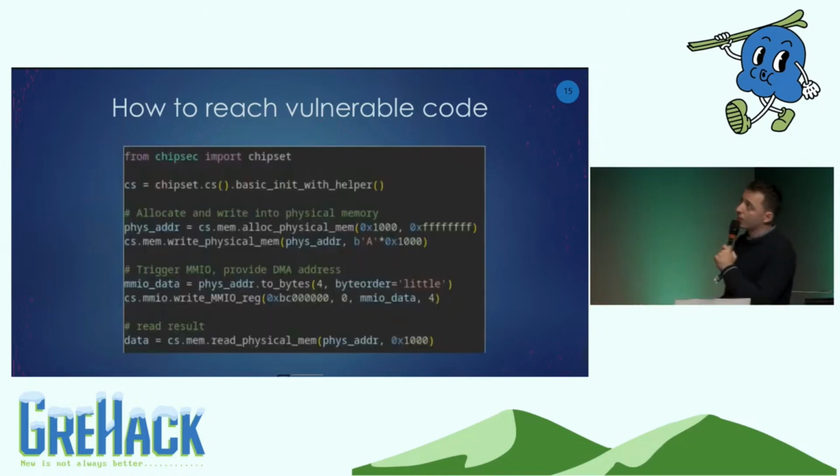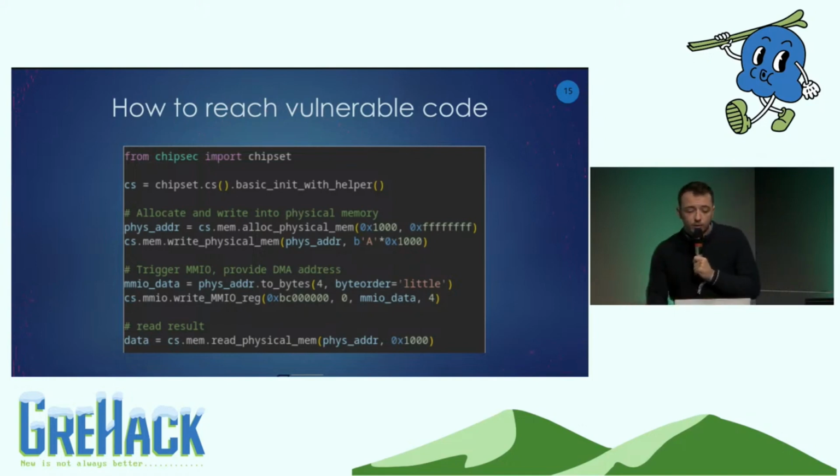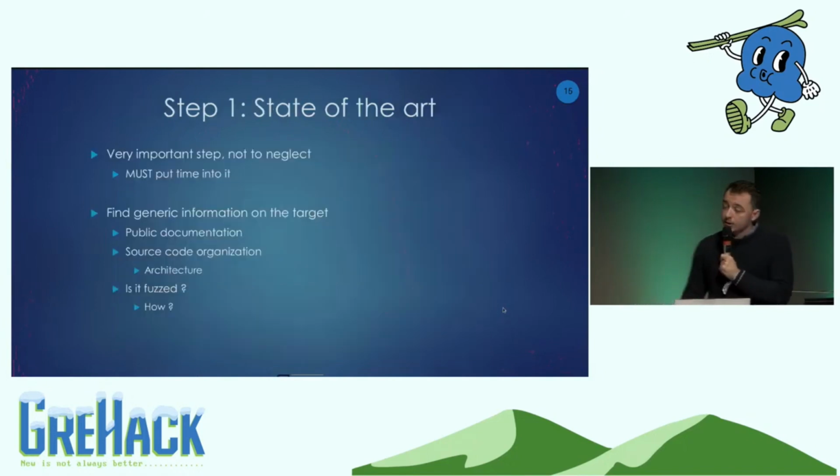This is an example of a code snippet I use to trigger some code in the hypervisor. You can just initialize the ChipSec object, and it will load the driver. Then you can allocate physical memory, write into physical memory, write into MMIO, and read physical memory. You can do everything you need. So this is quite simple, and it's what I do when I'm doing hypervisor security. I'm just using Python. I don't want to compile the driver each time. So this is the first step.